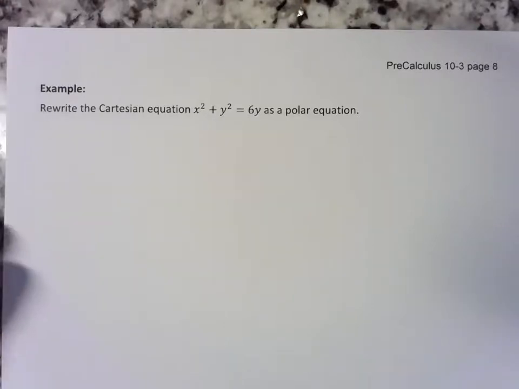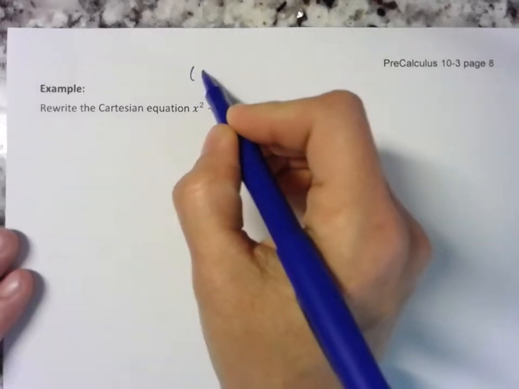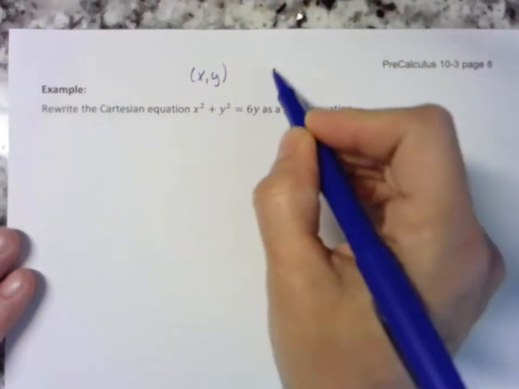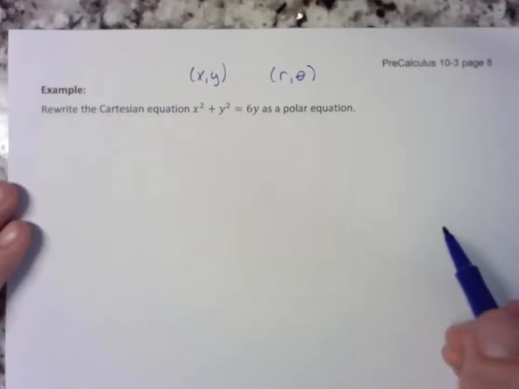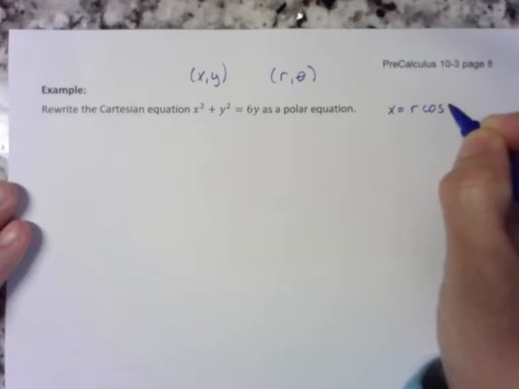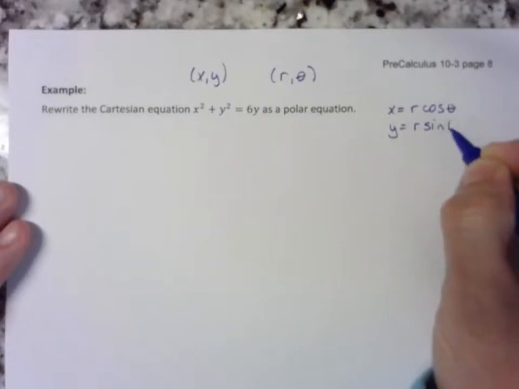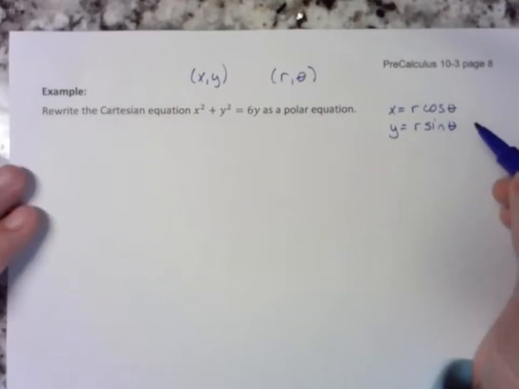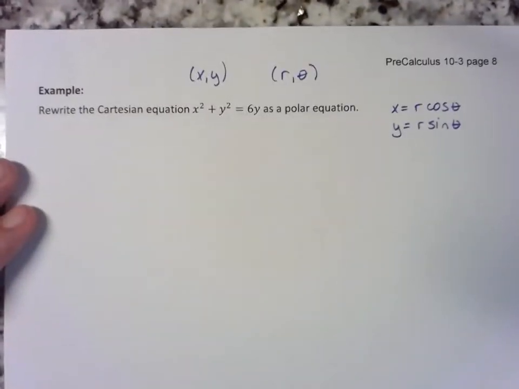Rewrite the Cartesian equation x squared plus y squared equals 6y as a polar equation. Well, remember when we do that, we want to change all the x's and y's to r's and thetas. Remember, x is equal to r cosine theta, y is equal to r sine theta. So what we can do is replace our x's and y's at this point.